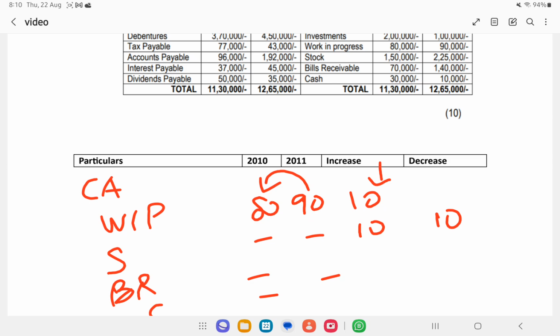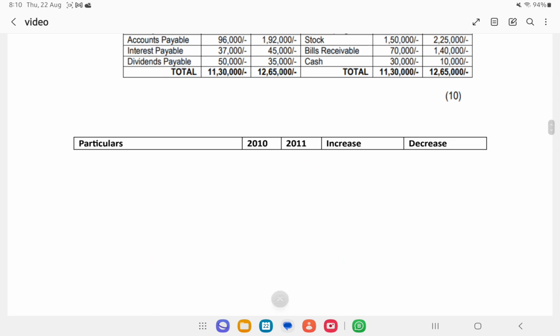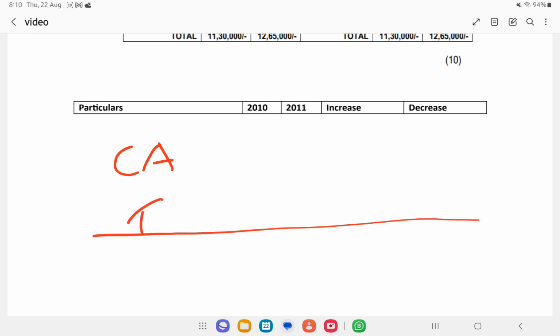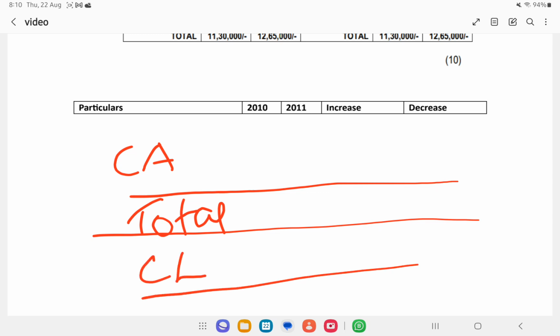Take the sum. You should take the sum of current assets. Now we have written every current asset, we have to take the total of current assets. Then you have to write current liability, and also we have to take the total of current liabilities. Similarly, at the end, after writing current assets and current liability, we can find working capital.